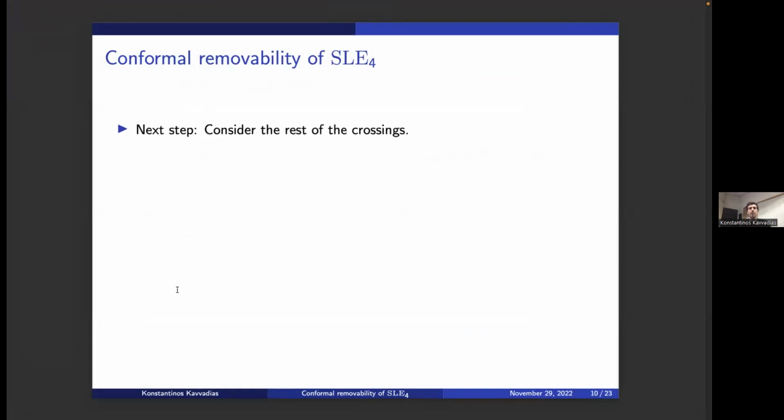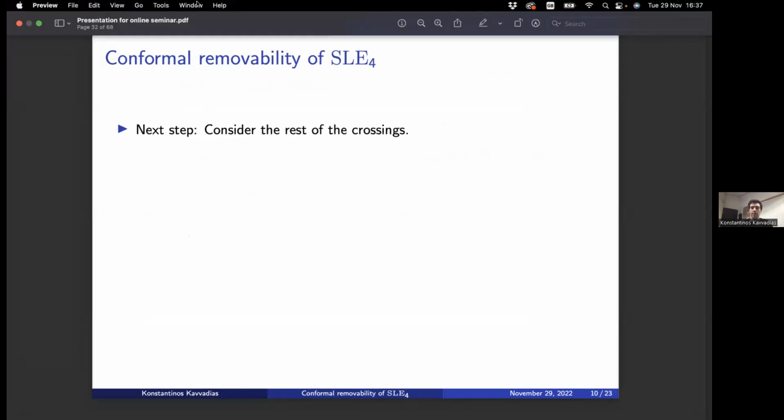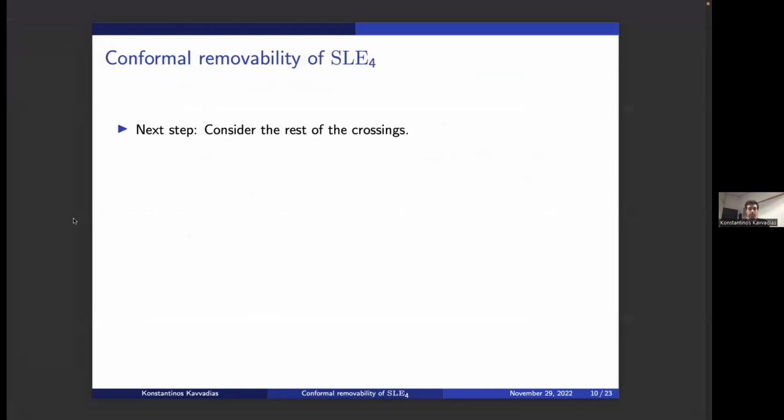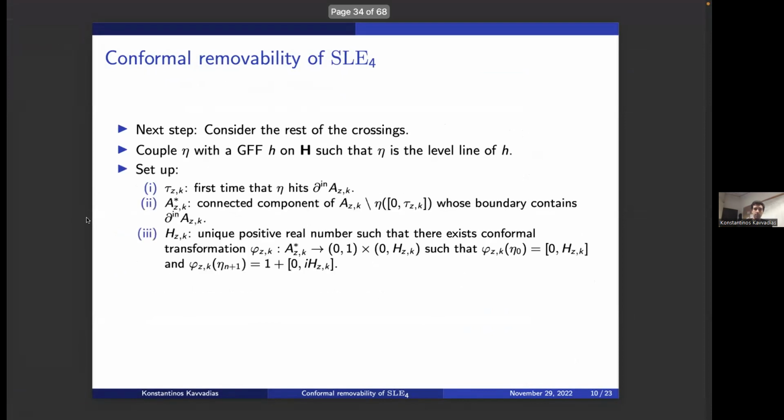So here, the next step then is to consider the rest of the crossings and prove that condition 3 also holds for the rest of the crossings and for the rest of the connected components. So what is the idea here? The idea is to couple the curve, the SLE4, with the GFF H on the upper half plane, such that the SLE4 is the level line of H. So here, this is the setup.